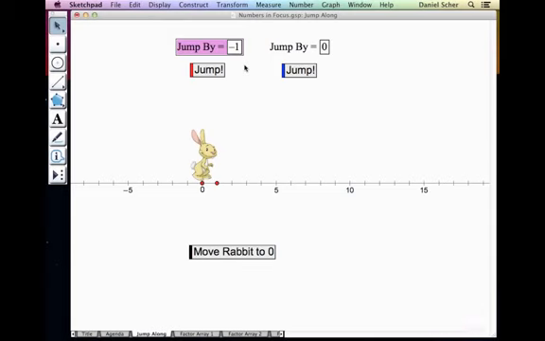Let's try, how about 2? And this is a sketch, of course, we can be using with very young children. And there are a lot of interesting questions we can ask just by changing these values. So let's say the jump by value is 2. Well, what values can we reach now along the number line?